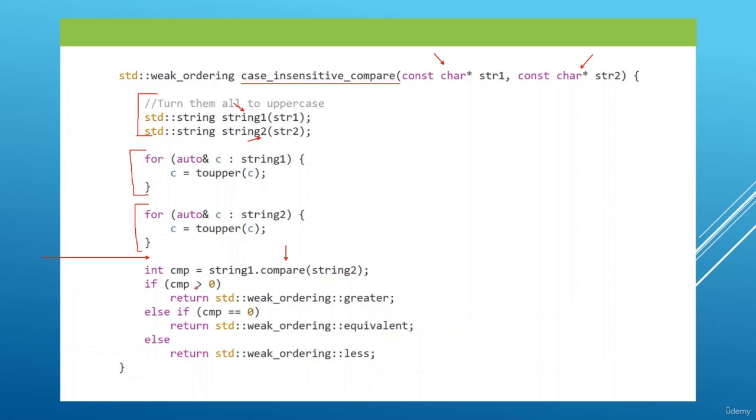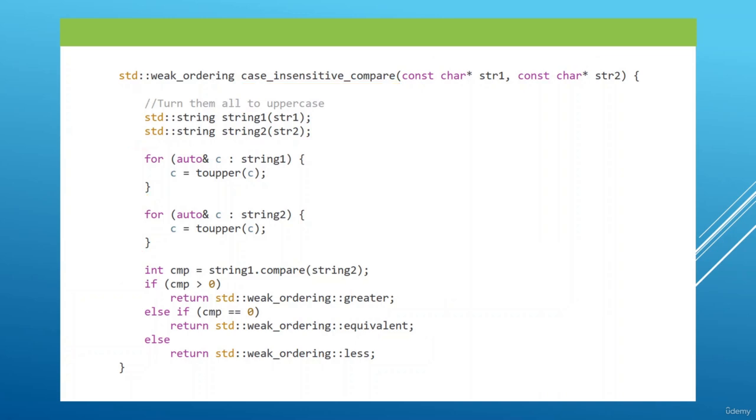And then if we get a positive value here, we know that string1 is greater than string2. We're going to say that here. If we get a 0 out of this comparison, we're going to know that they are equal. We're going to return weak ordering equivalent. And if we get a value that is less than 0, we're going to know that string1 is less than string2. And then we're going to return weak ordering less.